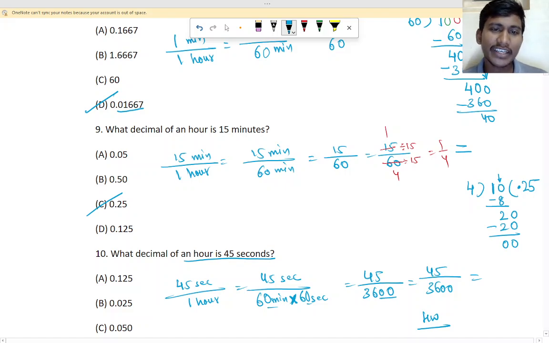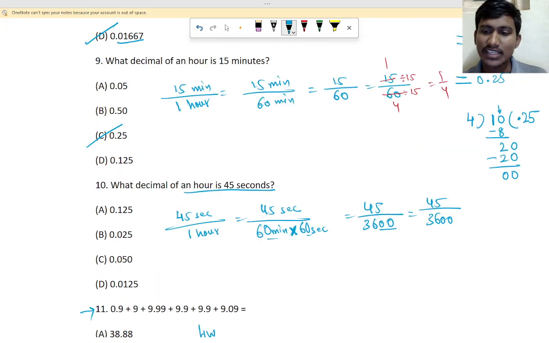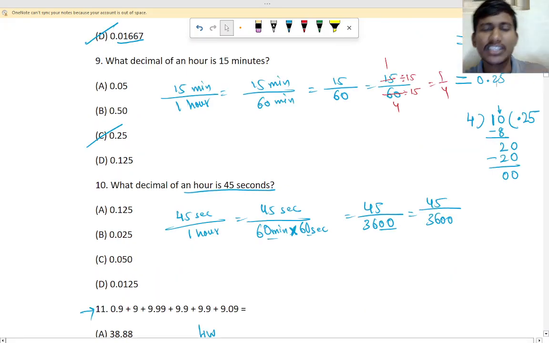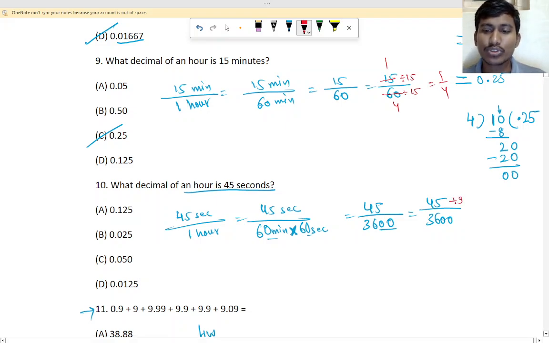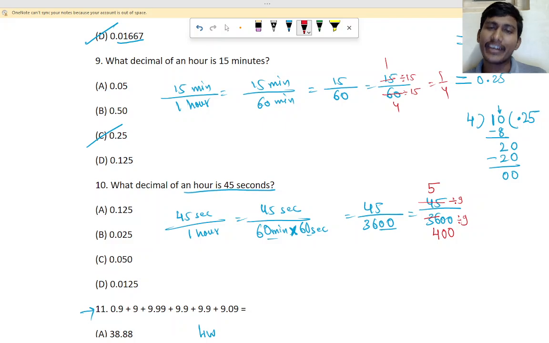Okay? Got it? See here, 45 and 3600, in which table will they come? The 9 table. Will they come in the 9 table? So divide by the 9 table now, both. 9 how many is 45? 9 5s are 45. 9 how many is 36? 9 4s are 36. So the 0 as it is we have to write. So 5 divided by 400.